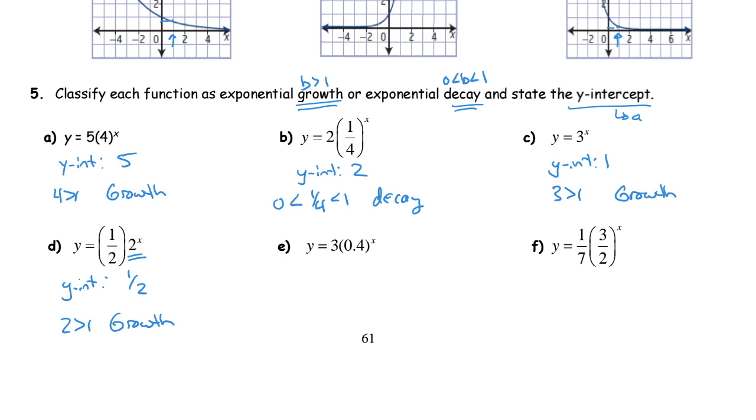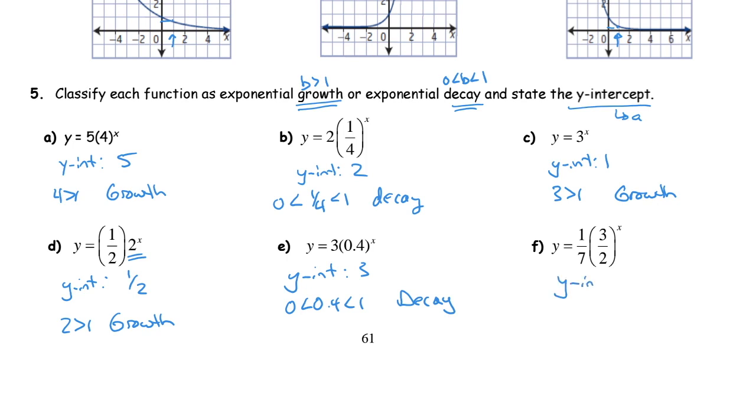Here, we're now back to kind of the old way that we did that. So our a value here is 3, which means our y-intercept is going to be 3. Because 0.4 is between 0 and 1, this is going to represent decay, exponential decay.